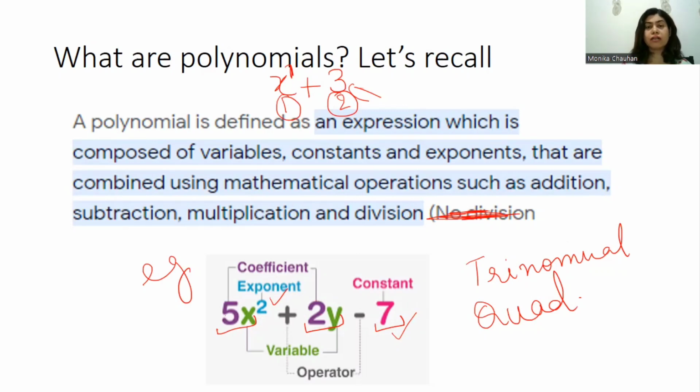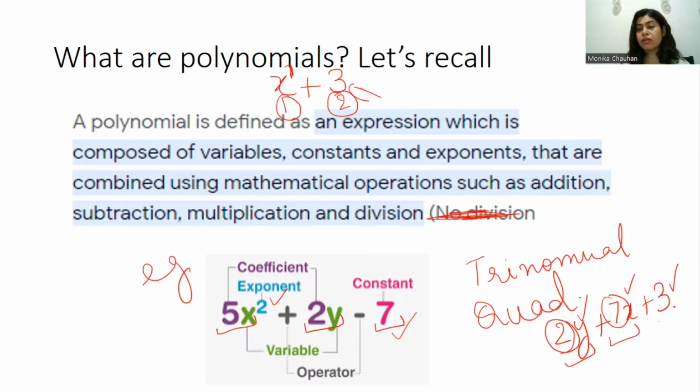So if I ask you another one, suppose I say 2y plus 7x plus 3, a simple one. Okay, so first of all, say what are the variables: y and x. What is the coefficient of y? 2. What is the coefficient of x? 7. Which is a constant? 3. What are the operations attached? Plus. How many terms are there? 1, 2, and 3. So it's a trinomial. The highest power of the variable, here it is 1. Okay, so it is a linear polynomial in two variables. That's how we say it.